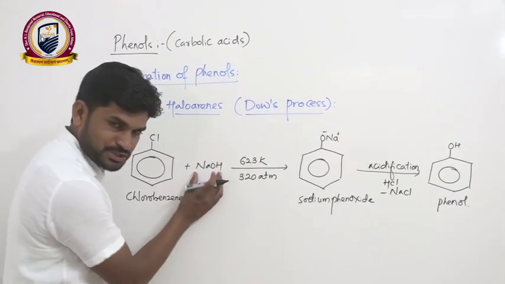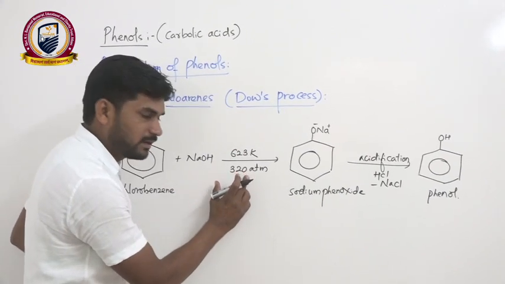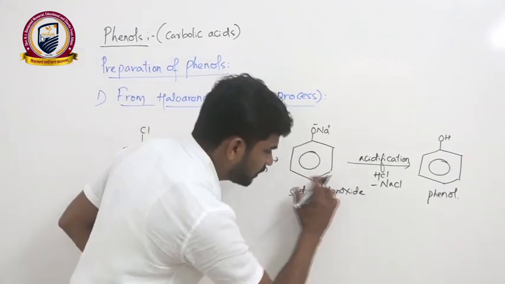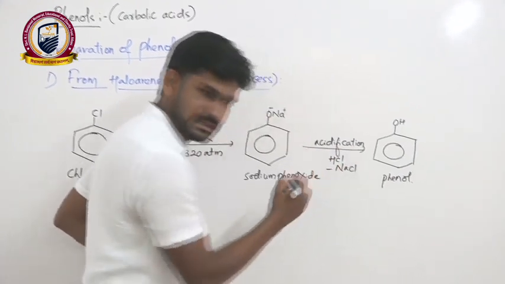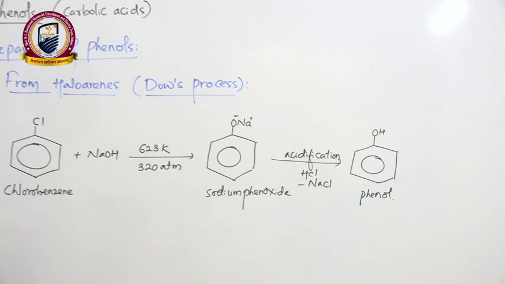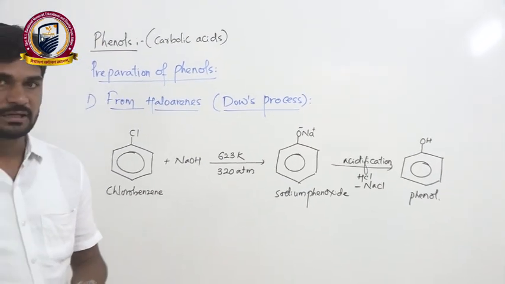Explanation you can write here. Chlorobenzene on treatment with sodium hydroxide under the temperature of 623 and under the pressure of 320 atmospheric pressure forms sodium phenoxide, which on acidification in the presence of an acid forms phenol, and the process is known as Dow's process.